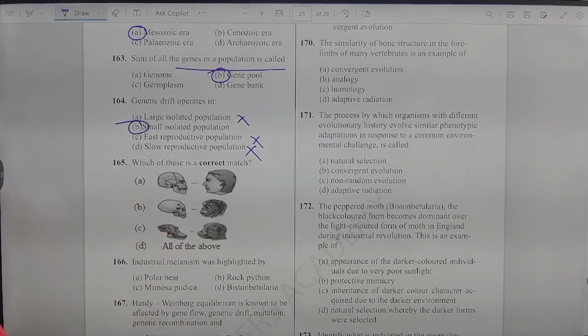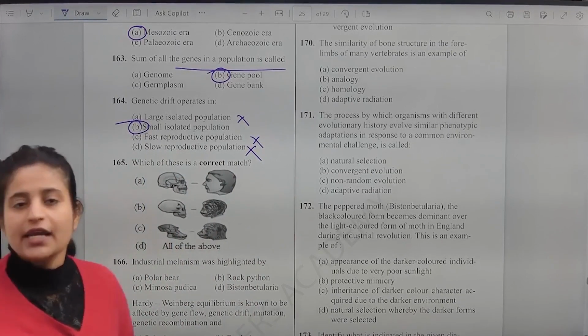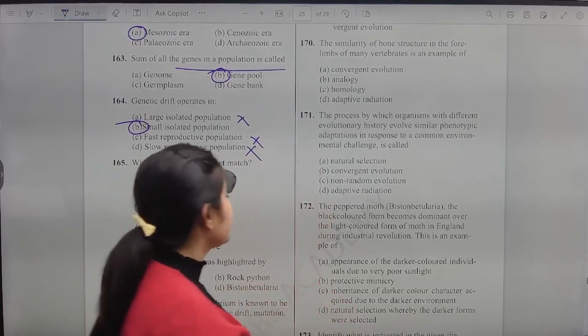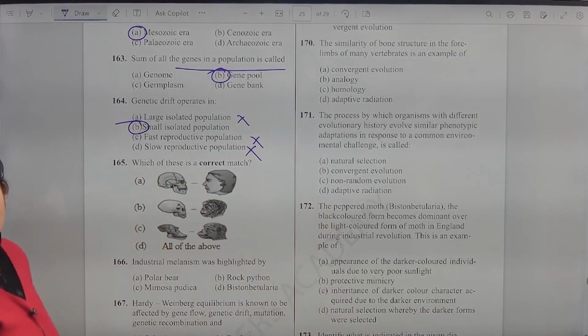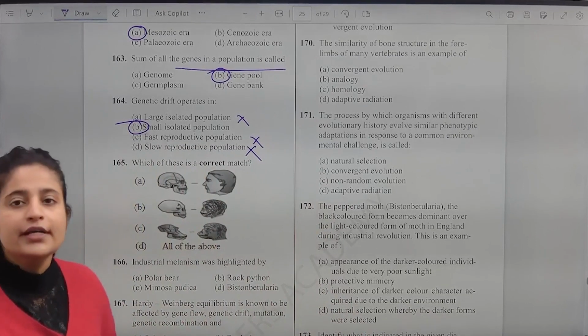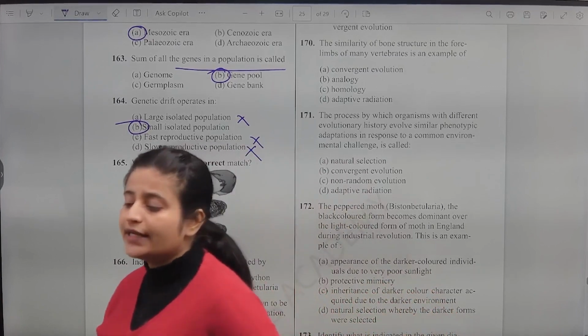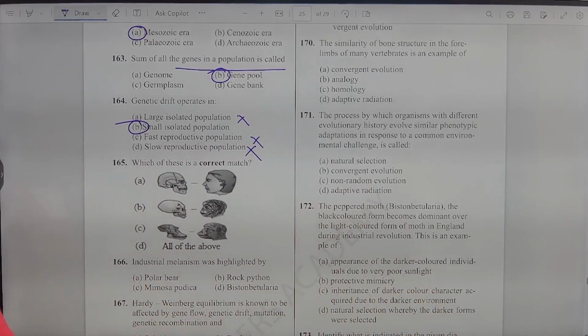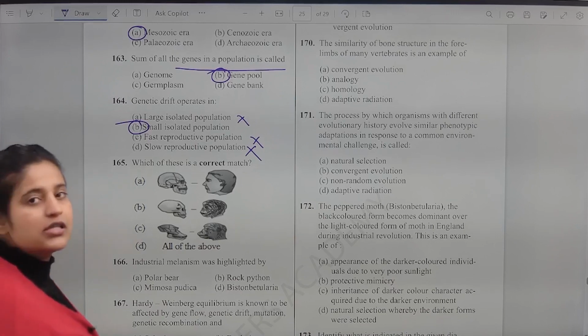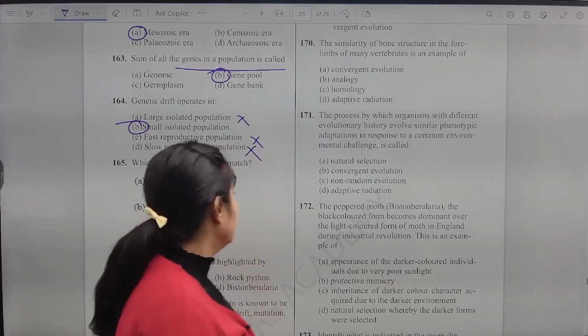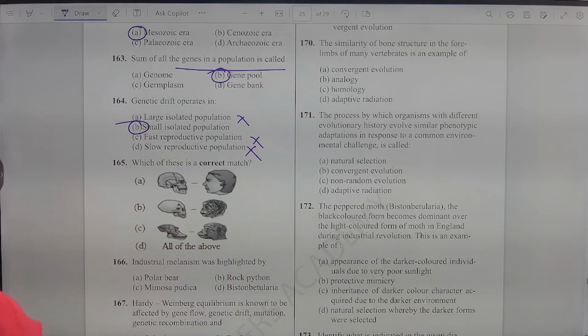What do you understand by genetic drift? Genetic drift is a mechanism of evolution in which the allele frequency of a population changes over generations due to chance. Okay, that is genetic drift. A small population is one of the reasons, because there is an occasional occurrence of an allele getting lost with higher probability.